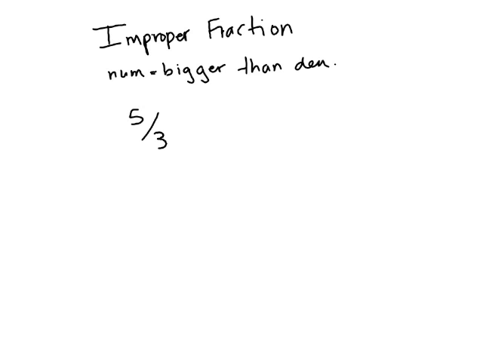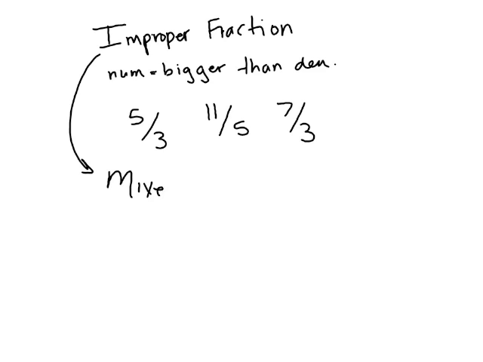5/3. What else? 11/5. Okay, one more. 7/3. Okay, when we have improper fractions, depending on what we're doing with them, we can leave them like this or we can change them into what's called a mixed number. So improper fractions will turn into mixed numbers.